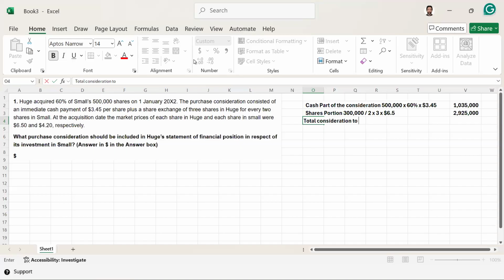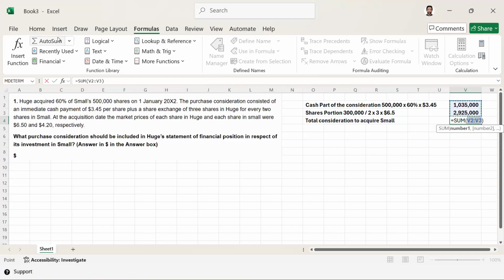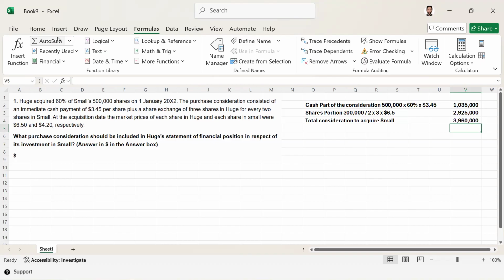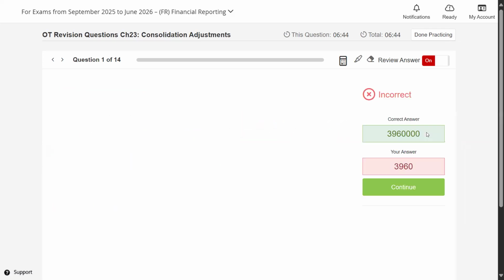Total consideration to acquire Small. That is what Huge is going to pay. So let's find this value, and the answer is 3960. I hope this is clear. Yes, sir. Okay, excellent. So that was easy, not a complicated one. So we can just go and write the answer. The answer is 3960. Let's confirm it.